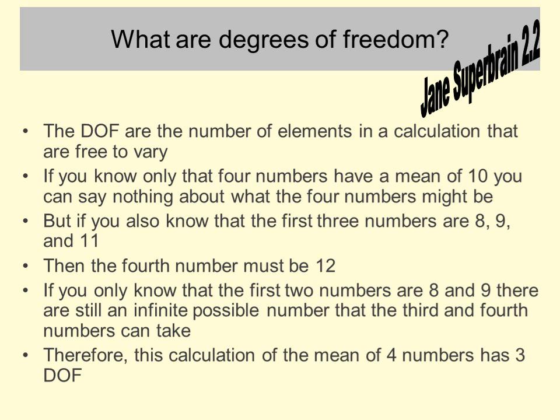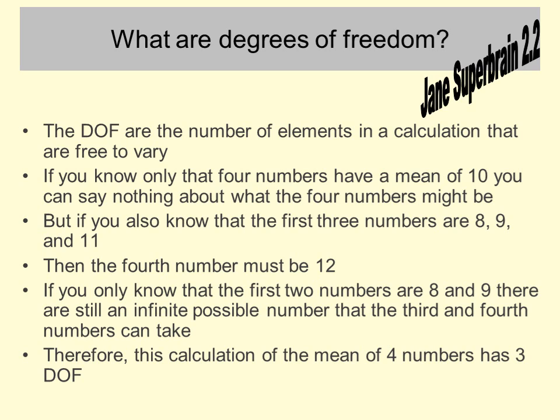Finally, let's finish by saying a little bit more about degrees of freedom, which is covered in the textbook in this little box here, Jane Superbrain 2.2. So basically, degrees of freedom are the number of elements in any calculation that are free to vary before the result becomes fixed. So, for example, if you know that you have 4 numbers, and you know that those 4 numbers have a mean of 10, you can't say anything about what any of the 4 numbers are, because there are an infinite number of sets of 4 numbers that have a mean of 10.